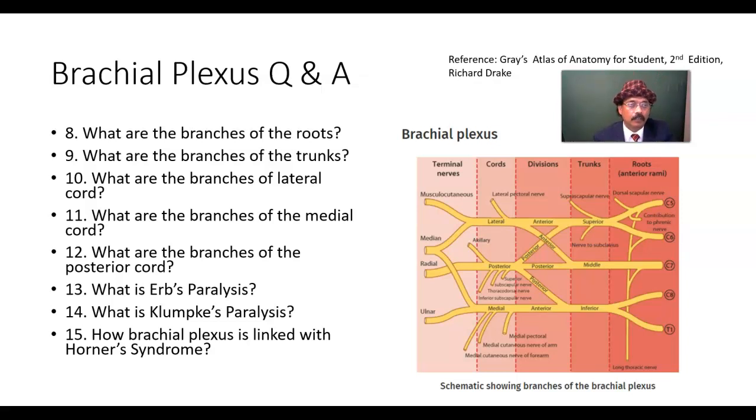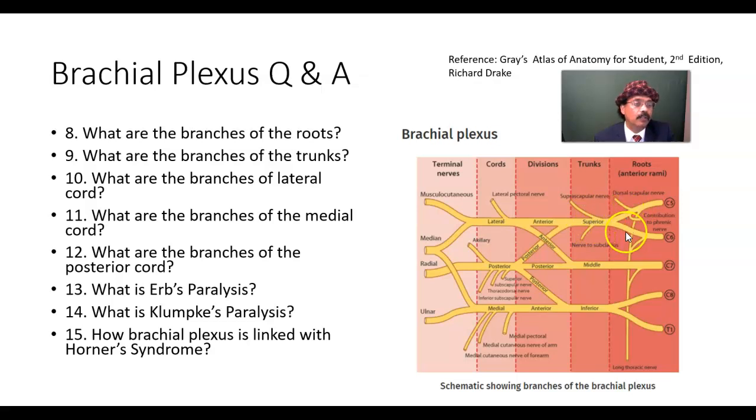Okay, the tendons will go there. So these are the branches of the radial nerve. So we got 1, 2, 3, 4, 5 from the posterior cord. Okay, so what is Erb's paralysis? Erb's paralysis is a paralysis when there is a lesion in the superior trunk or Erb's point.